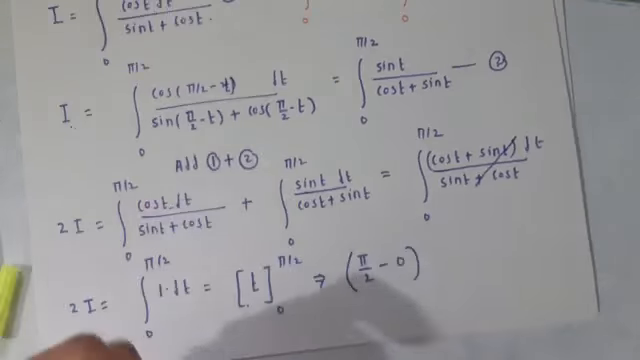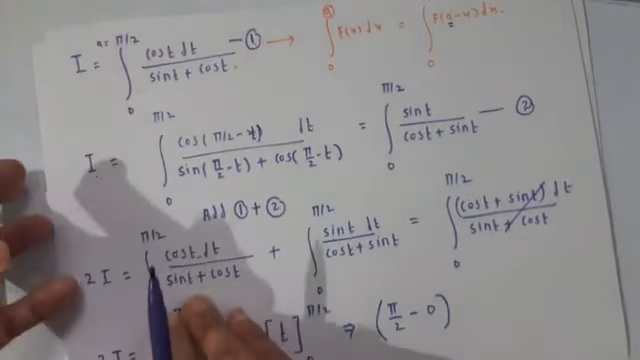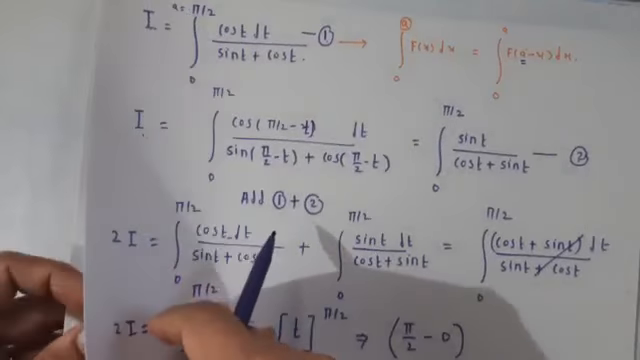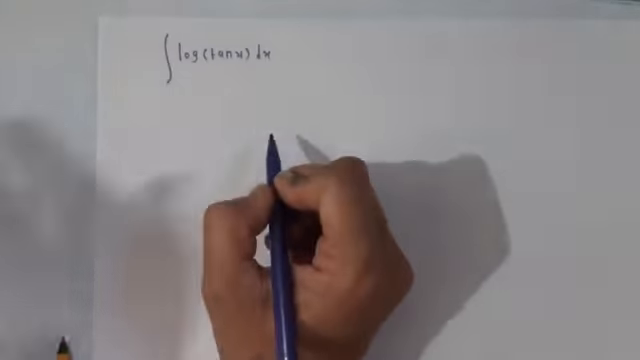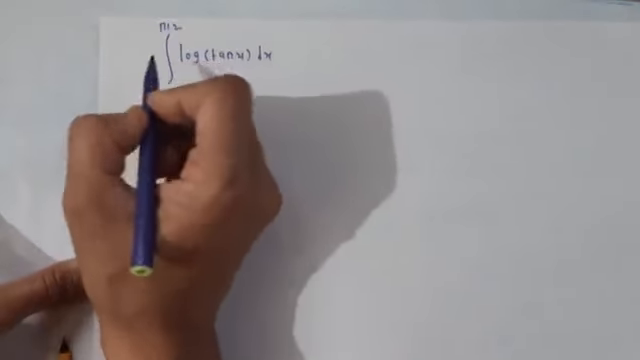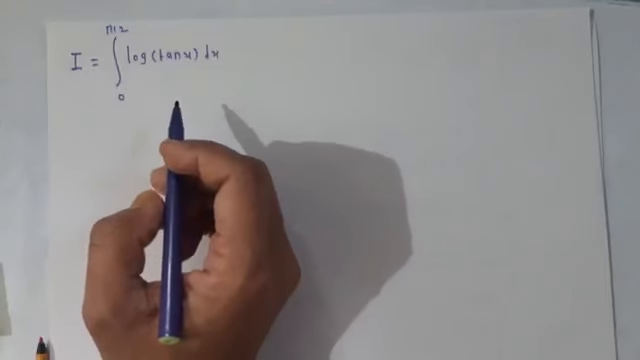Okay, now let us solve another example. Another example is that evaluate the integration of log of tan of x with respect to x, and limit of integration, that is 0 to pi by 2. Students, let us consider the integration I equal to log of tan of x with respect to x.